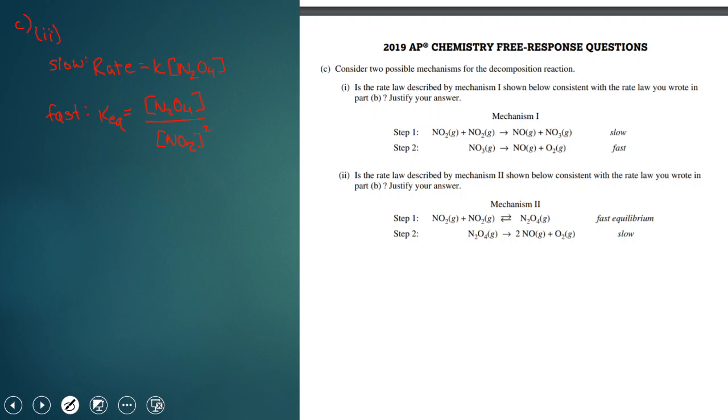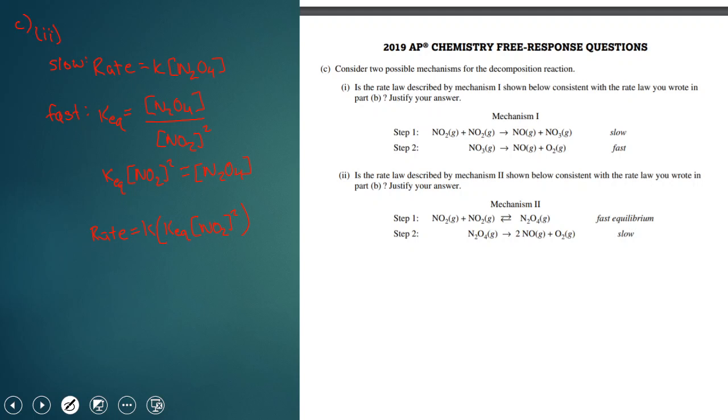So what can we do over here? Well, I guess we can rearrange to solve for N2O4 because the concentration is identical in both expressions. So I get Kx times NO2 squared is equal to N2O4. Alright, and then if we substitute that in the original, then we get our rate is equal to K times Kx NO2 squared, right? But what is K?